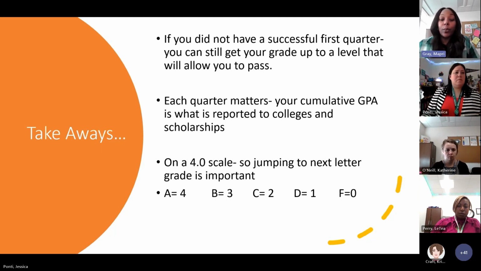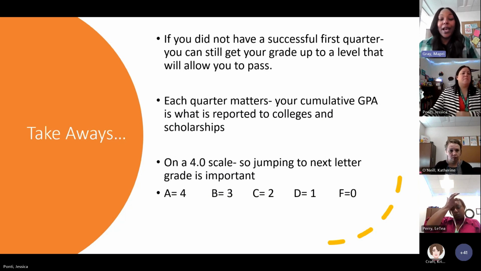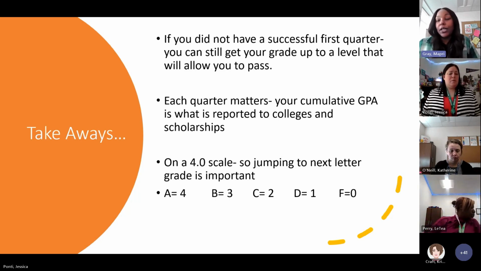Your GPA is on a 4.0 scale, so it's important that you know that an A equals 4, a B equals 3, and you can look at C, 2, D, 1. So in order to calculate your GPA, you would add all of those up and divide it by how many classes you're taking. And in this case, you're taking 7 classes. And if you need help with that, we can always help you with that.